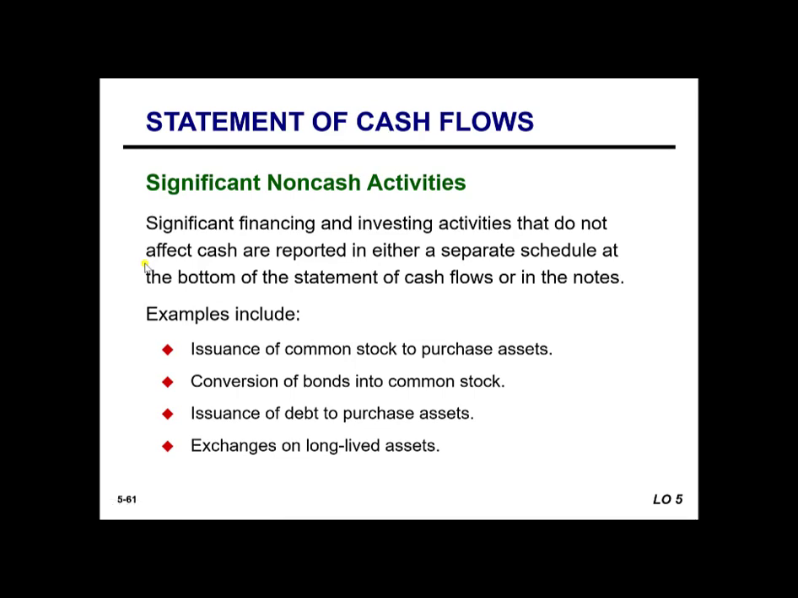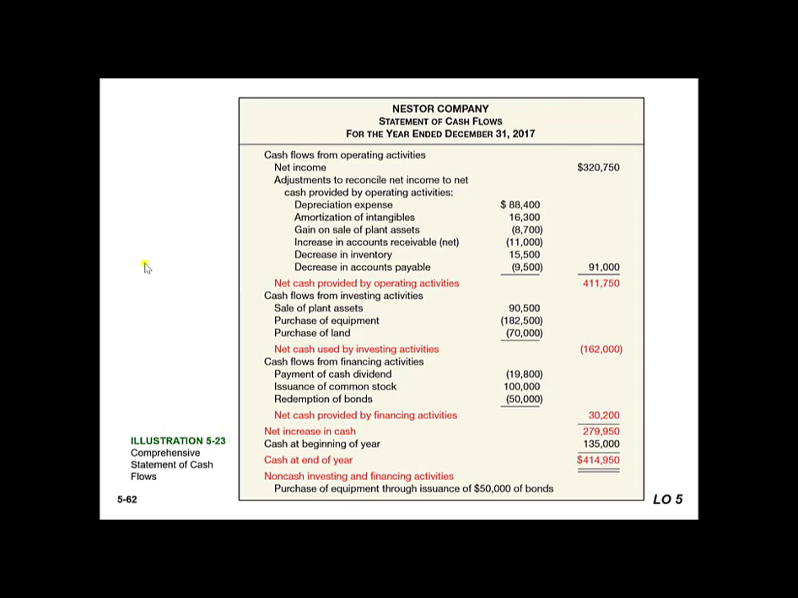And so, significant non-cash activities. Significant financing and investing activities that do not affect cash are reported in either a separate schedule at the bottom of the statement of cash flows or in the notes. Examples include issuance of common stock to purchase assets, conversion of bonds into common stock, issuance of debt to purchase assets, or exchange of long-lived assets. Here's an example at the bottom of this comprehensive statement of cash flows: you have purchase of equipment through issuance of $50,000 of bonds, noted at the bottom here. Again, you have your operating activities, investing activities, financing activities, and then your disclosure.